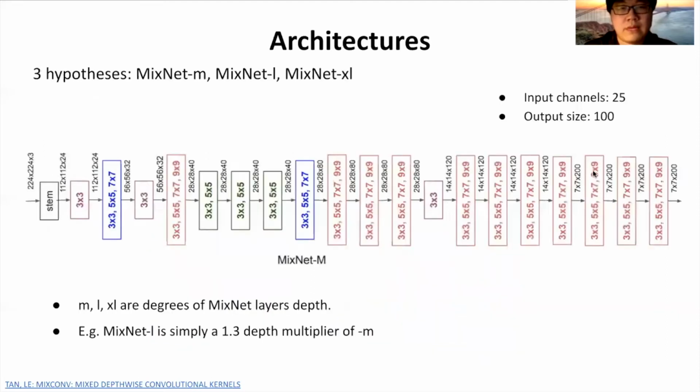Each of our 3 members tried 3 different Mixnet models: medium, large, and X-large. As before, we set the input channels to 25 and the output size to 100. And next slide.